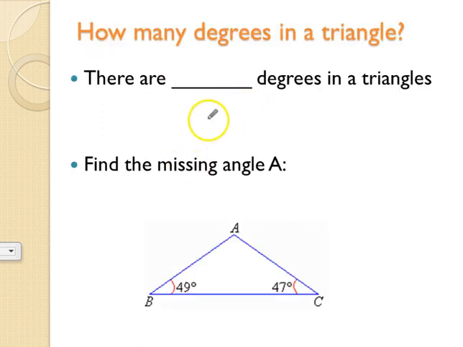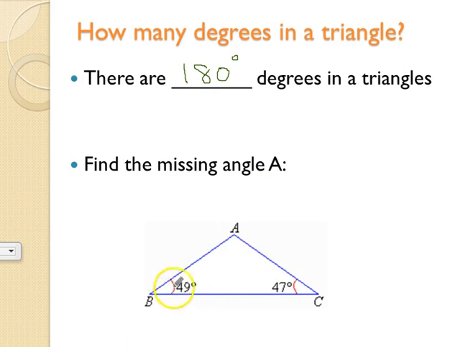All right. So, how many degrees are there in a triangle? This is some basic information that we want to know as we move into Unit 2. There is 180 degrees total in every triangle. So if we add all of our angles together, we always get a total of 180 degrees. And we can use this information to help us find missing angles, such as angle A below here.